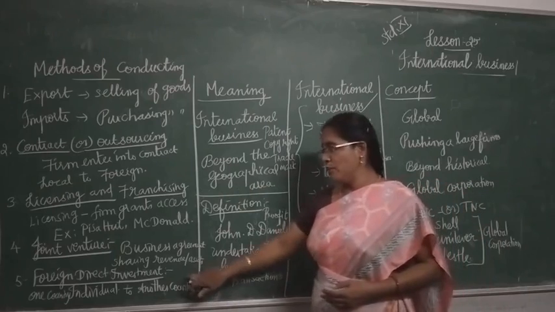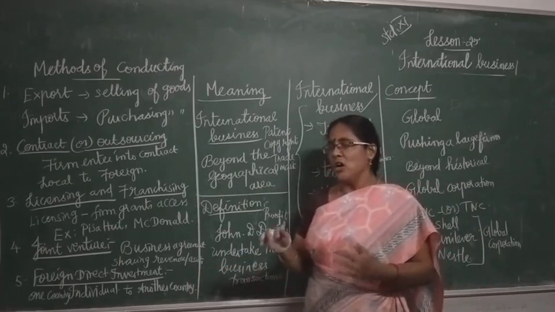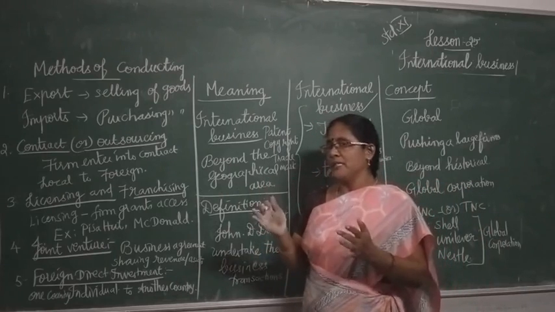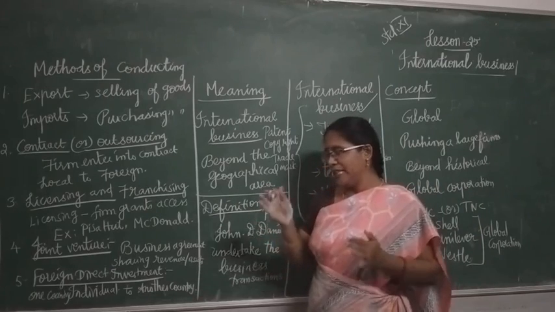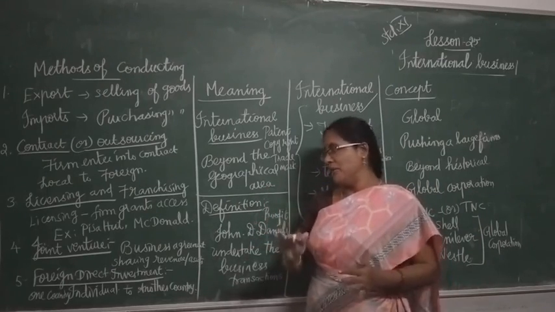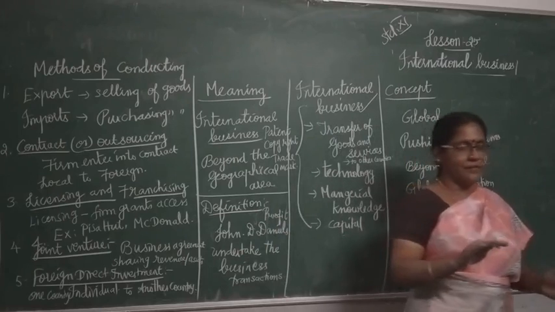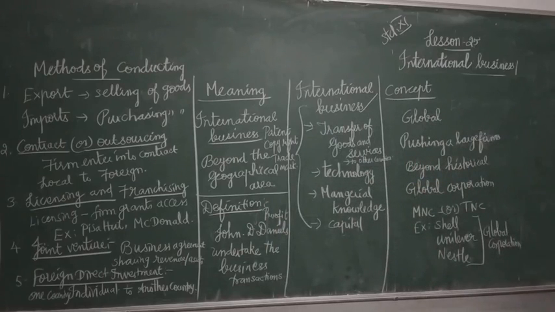Then the next one is joint venture. Joint venture means two persons join together and do the business. So joint venture is a business agreement wherein the parties agree to develop a new entity.